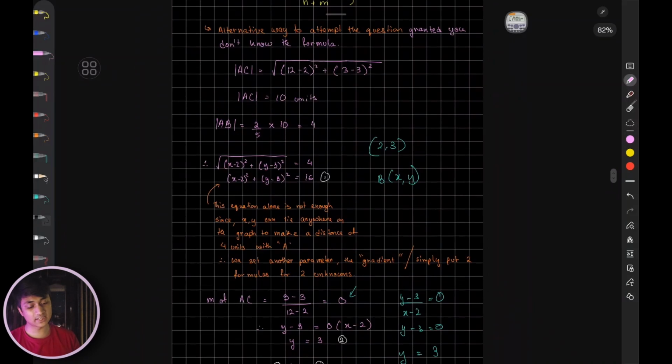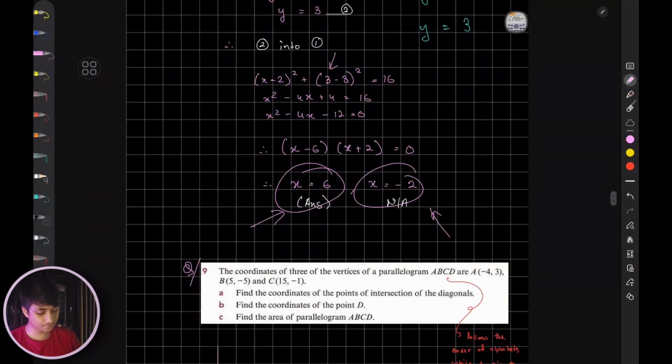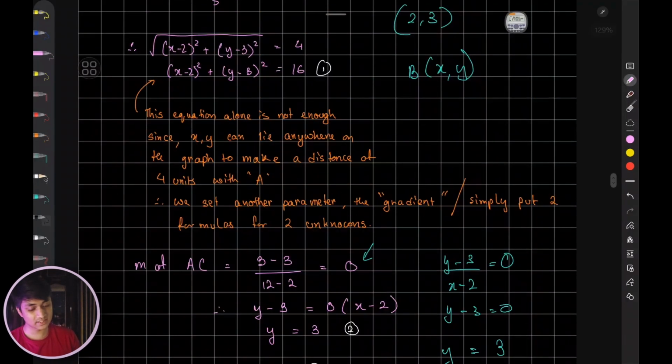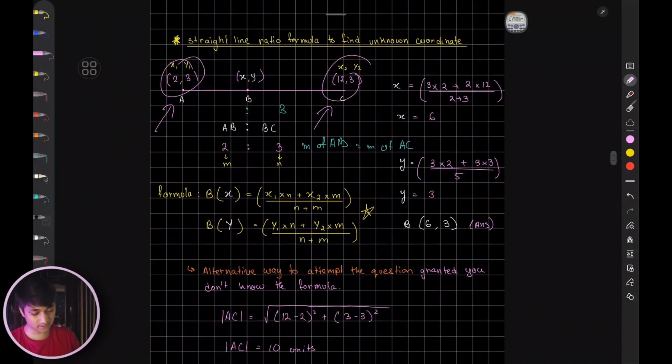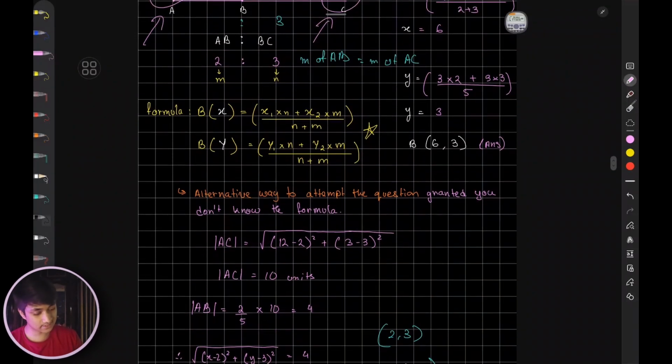Now x can't be negative. Why? Because a is positive, c is also positive, right? So the coordinate in between is not going to be negative. So that tells you that x is not going to be minus 2. So this is not applicable. And your final answer is 6. Does this match with our initial method? Is x 6? Yes, it is.